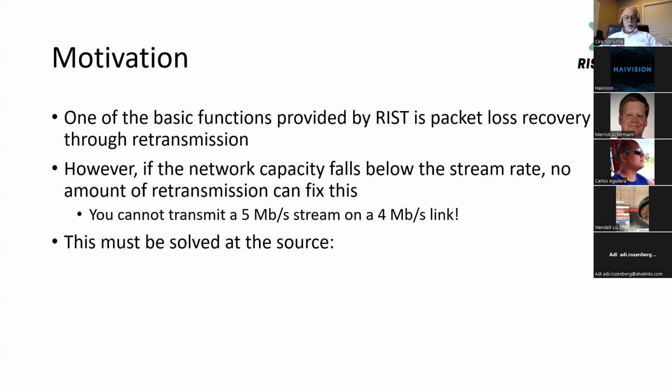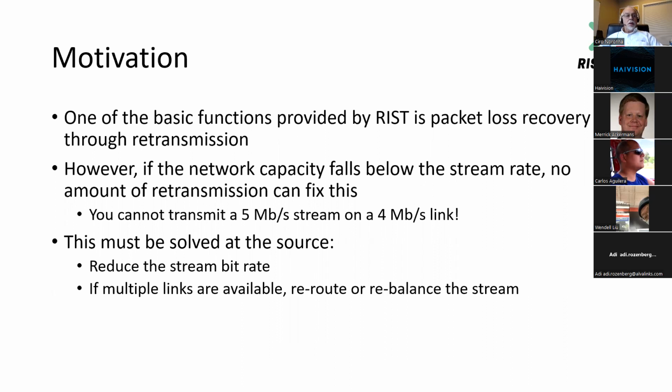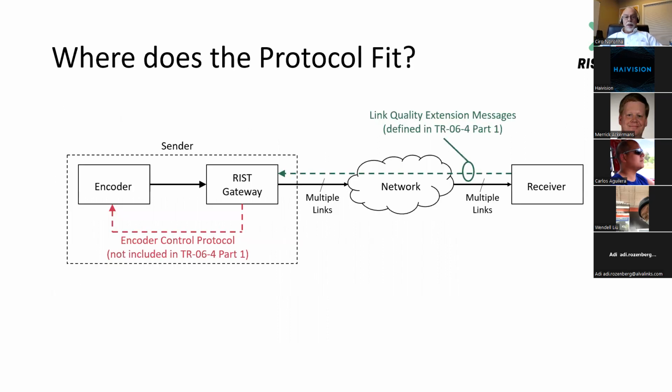So source adaptation. One thing you can do is to reduce the stream bit rate. And that's not novel. All the multi-link cell bonding things do that. You got to control that encoder if you can. Or if you have multiple links, you can reroute, which is also a very good thing you can do. In fact, that's the first thing you should do if you have the ability, before you try to go reducing the bit rate. All right. So what's the protocol fit?